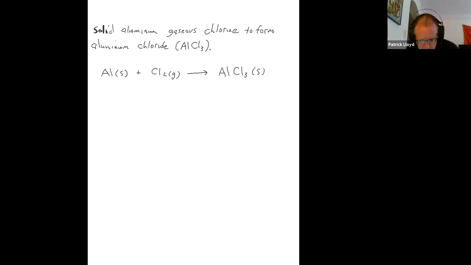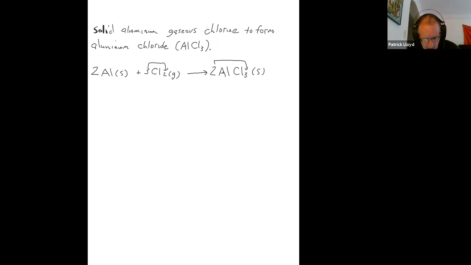So how do you get 6? Well, 3 times 2 is 6. And 2 times 3 is 6, right? Remember, you multiply this number times the subscript. So you got 6 chlorines on both sides, but by putting the 2 over here, you now have 2 aluminums. That's easy to deal with. You just put a 2 over here.